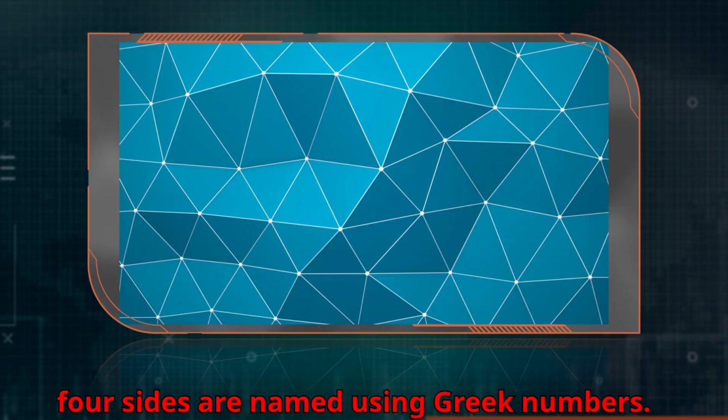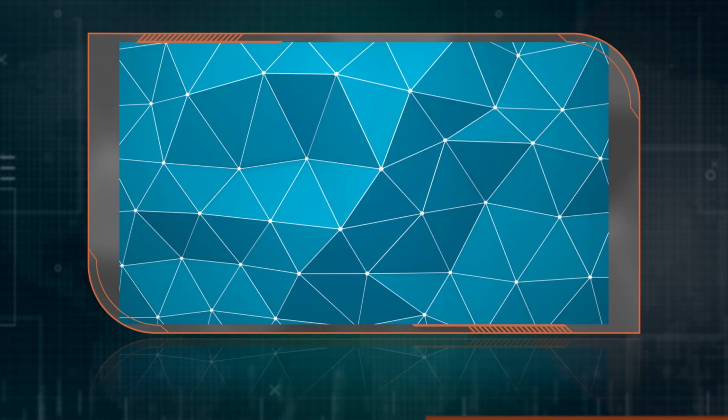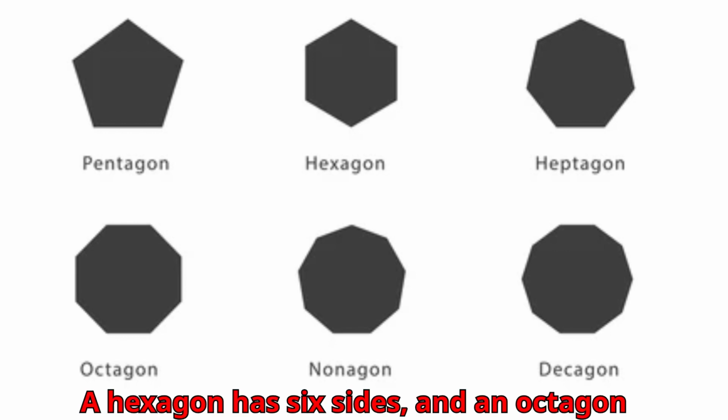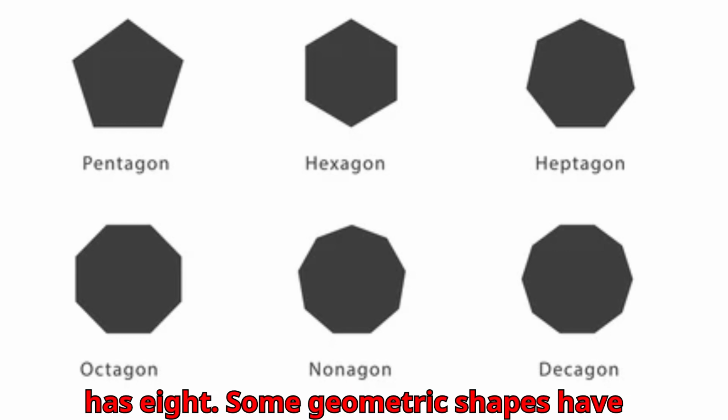Polygons with more than four sides are named using Greek numbers. For example, a pentagon has 5 sides. A hexagon has 6 sides and an octagon has 8.